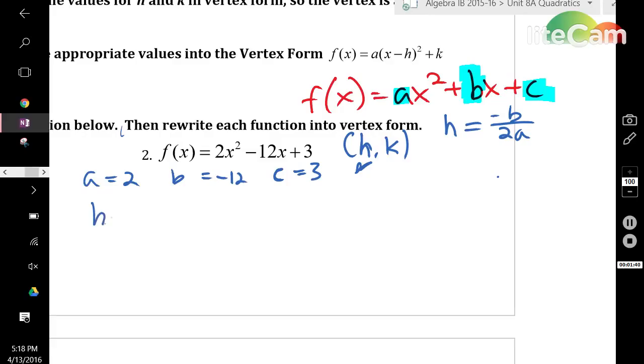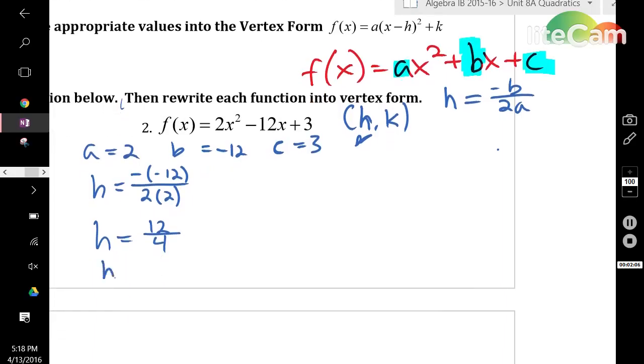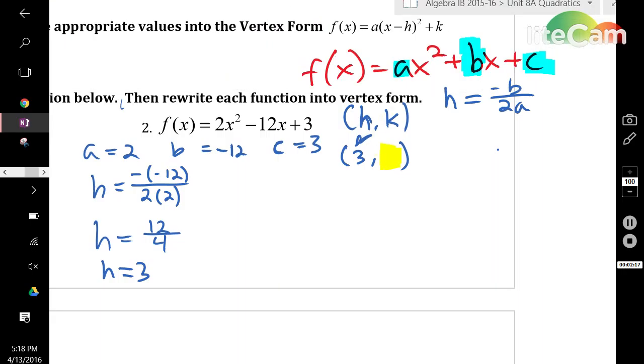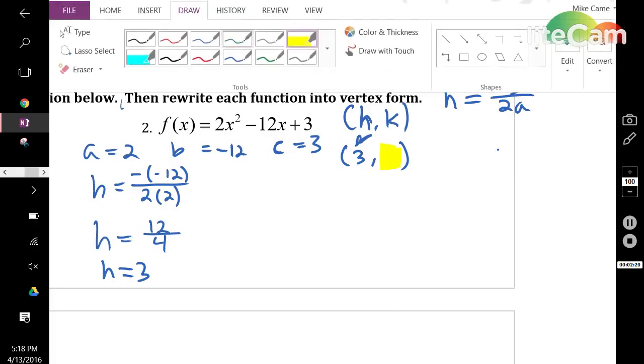So h is going to be negative b over 2a. So it's going to be negative 12 over 2 times a. So 2 times 2. So all we did there was plug in 2 for a and negative 12 for b. Negative 1 times negative 12 is a positive 12. 2 times 2 is 4. And 12 divided by 4 is 3. So right now in our vertex we have our h value 3, but we still do not know, and I'll highlight this empty space, what k is. And that's the y value of the vertex.